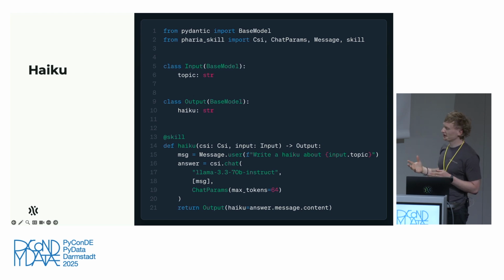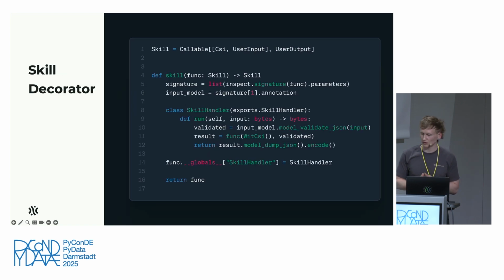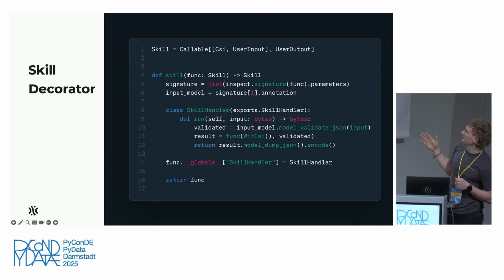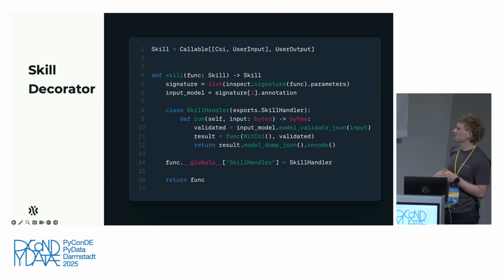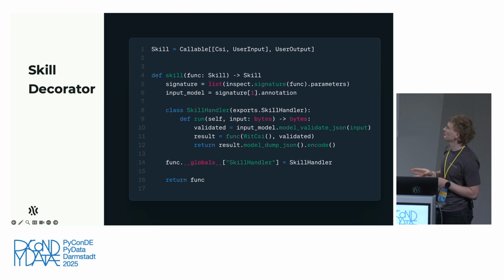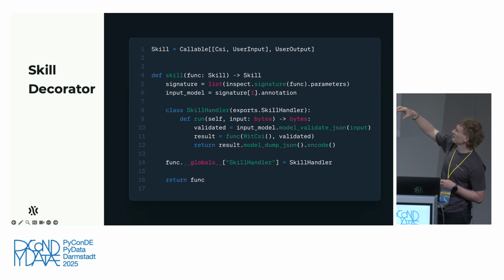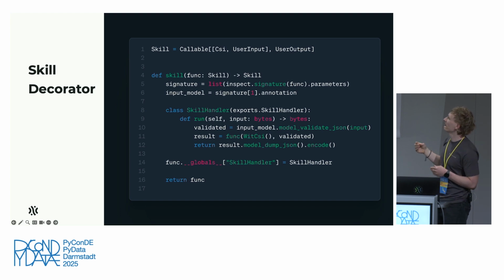But what is happening under the hood? How does this work with the skill decorator? This is the decorator itself, which just takes in a single function and then returns another function again. The main thing to notice here is that we don't actually modify the original function which the user provides in any way. We just return it. But what we do, and this is a bit simplified, is inspect the signature of the function, and then construct this skill handler at interpretation time and insert it into the globals of the function, so componentize-py can pick up on it.